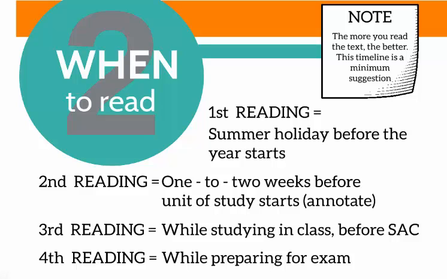The second reading should take place 1 to 2 weeks before the unit of study starts. That's when you want to start annotating. You want to go to class with notes already in your book of things that you've thought about and things that you've noticed. The third reading should take place while you're studying.